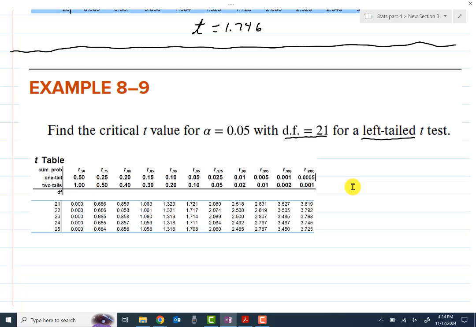All right, I brought up the relevant portion of the table. Degrees of freedom, alpha equals 0.05. So there's our 0.05. It's a one-tailed test. So we take the top numbers, and the degrees of freedom is 21. I went a little too far on that one. So we get 1.721, but be careful, because it's a left-tailed test, t is negative 1.721.